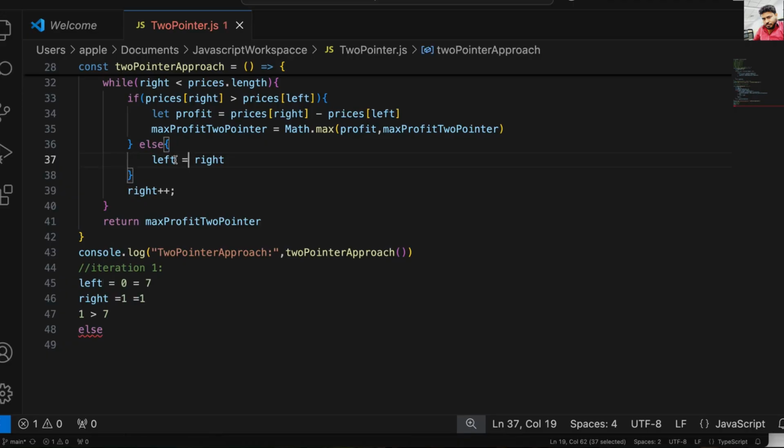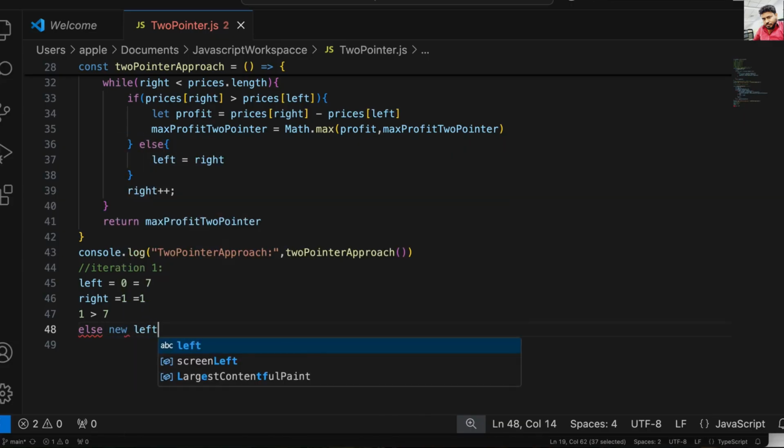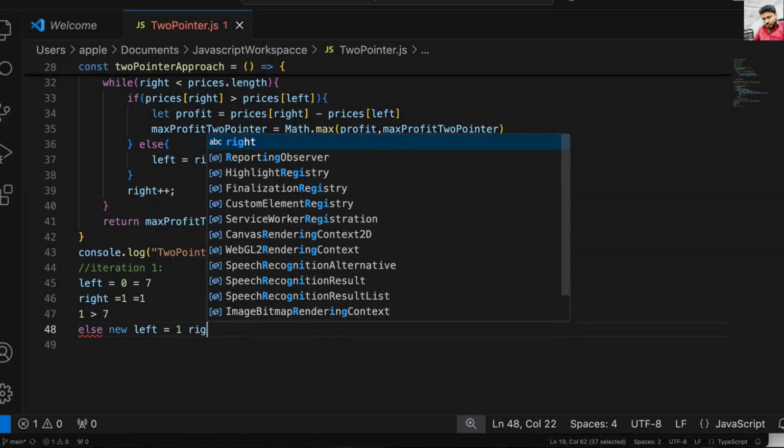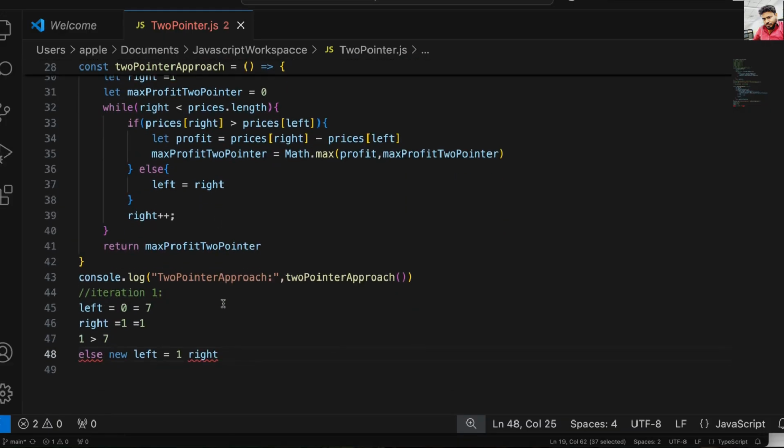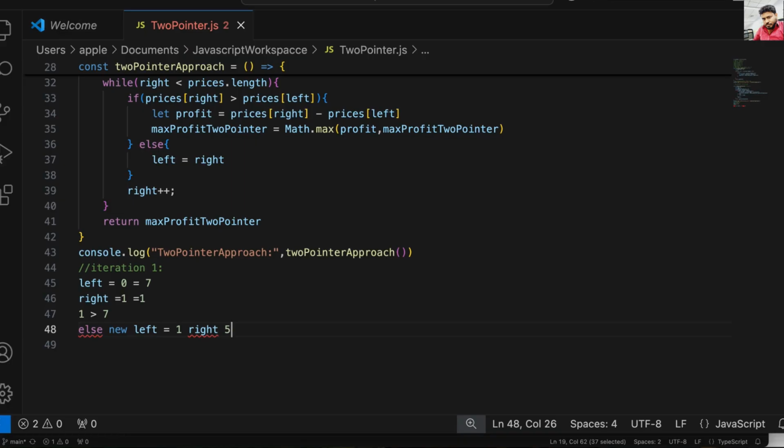So the condition won't be satisfied, so it will go to else. What it will do is assign the right to the left. This right value is 1, and now we assign the right to the left, which means the new left is equal to 1. Now left is equal to 1, and I increment the right. So the new right will be the second value from here, 5. You got it, right? So like this the loop will go. So the new right and new left we calculated.